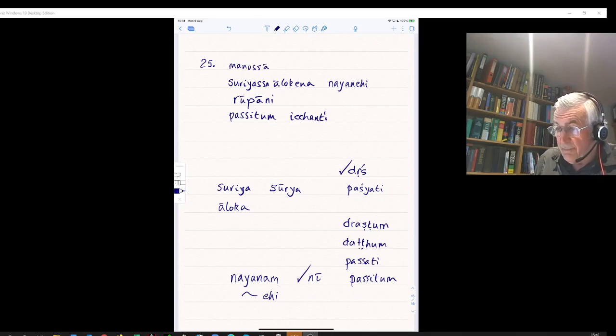And equally, you could put manusa before rupani. You say, suriyassa alokena nayanehi manusa rupani passitum icchanti, is as correct as the way I've written it here. So I'll say it again in both forms. Manusa suriyassa alokena nayanehi rupani passitum icchanti, or suriyassa alokena nayanehi manusa rupani passitum icchanti.